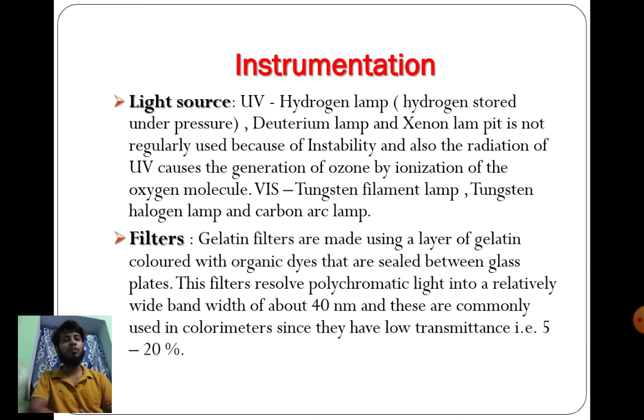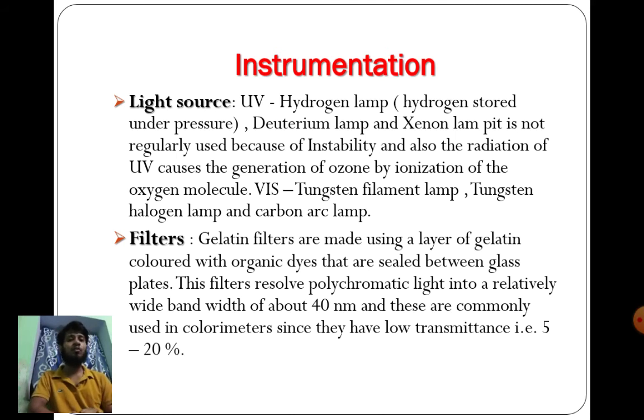Generally the light source used is a tungsten filament for the visible, and halogen lamps and carbon lamps. In previous times deuterium lamp and xenon lamp were also used, but they are kind of unstable, and also the radiation of the UV causes the generation of ozone by ionization of the oxygen molecule, which is harmful for the technician and also for the samples.